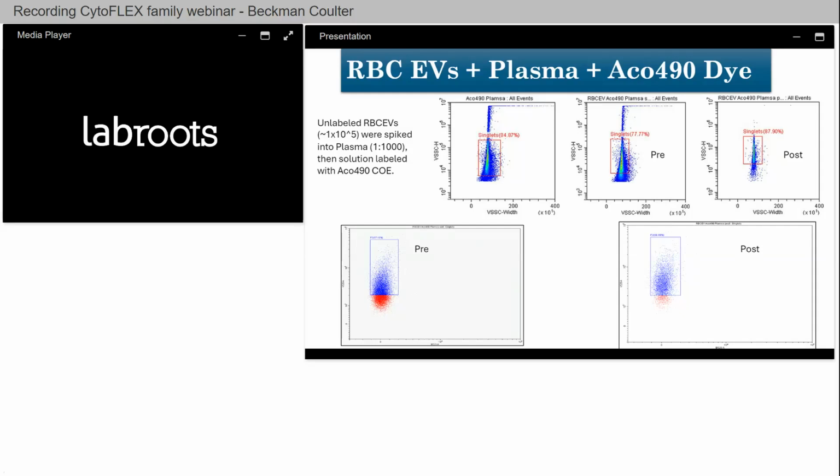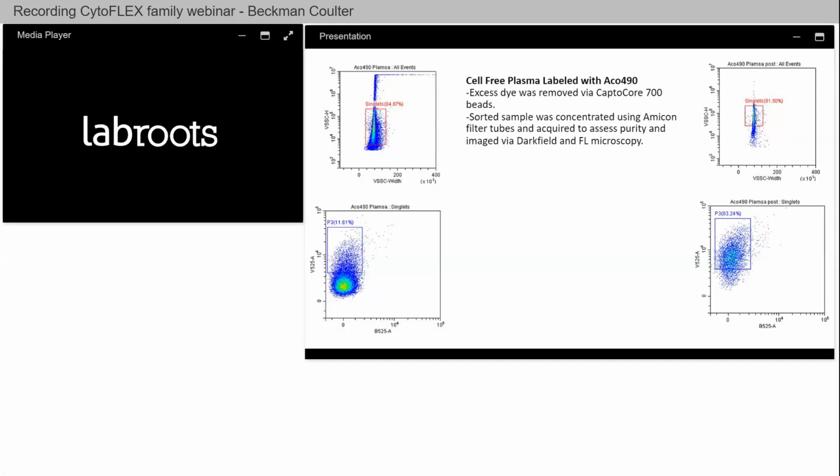But back to the actual science, you can see there the pre of the fluorescence for the ATTO 490 and the post. And to make this even a little more efficient and bring it home, we then just took cell-free plasma, labeled it with ATTO 490, no spike-ins. We then looked at the post-sort, some of which we put through the Amicon. At first we removed any excess dye with some Captocore 700 beads. Then after sorting, we used an Amicon filter to concentrate so that we could get this lovely picture of the sorted particles, and also to look at the fluorescence and enhancement.